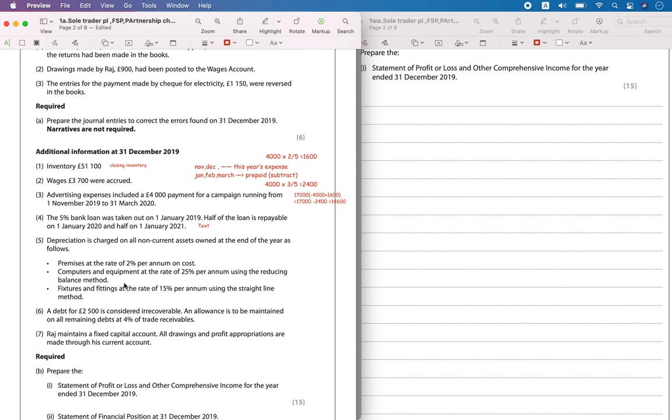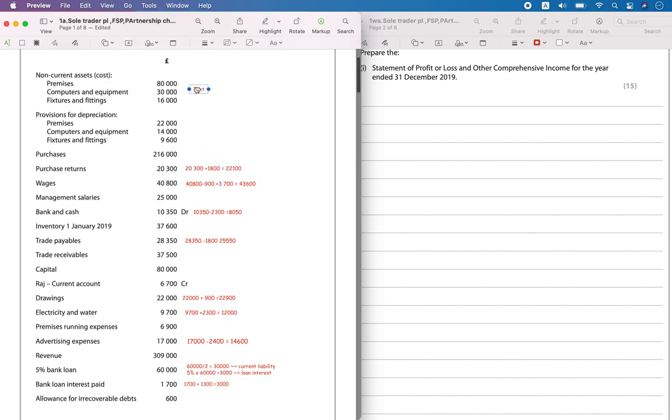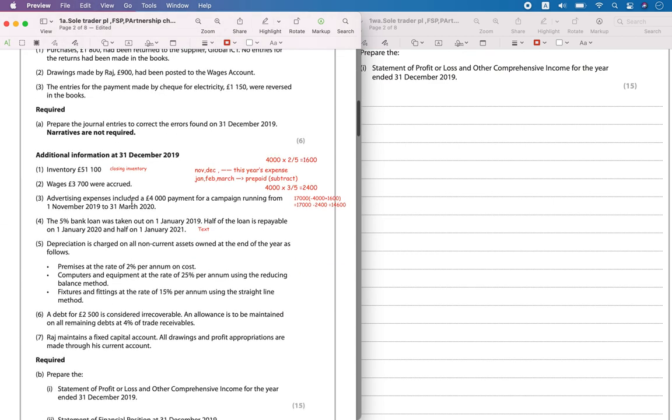The next one is depreciation charges. Let's calculate the depreciation charges. Premises at the rate of 2% per annum on the cost. So 2% on 80,000 is equal to 1,600.